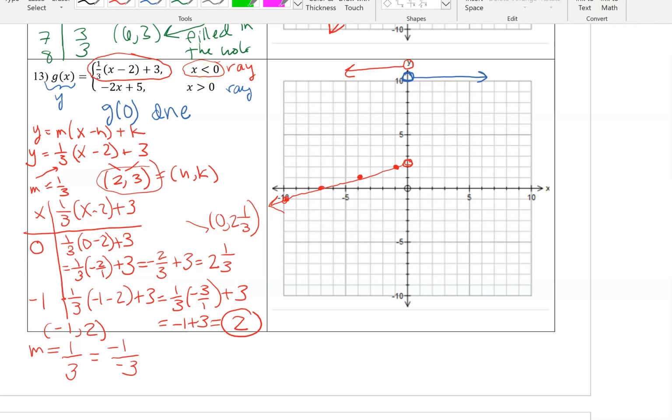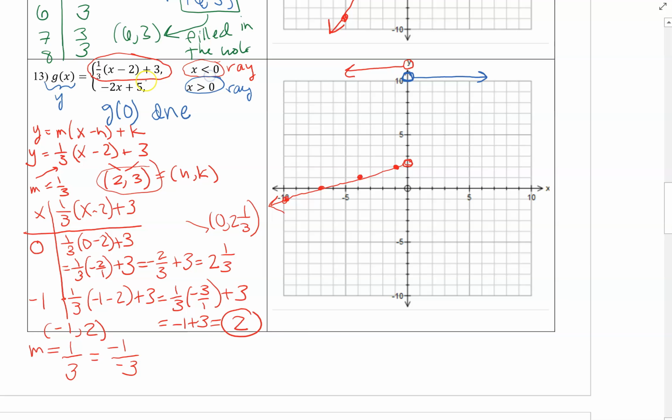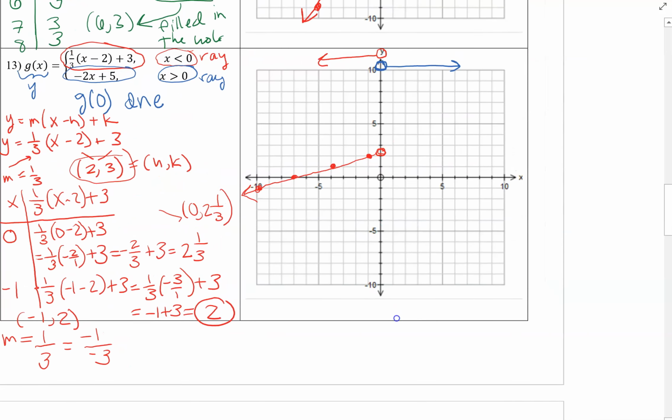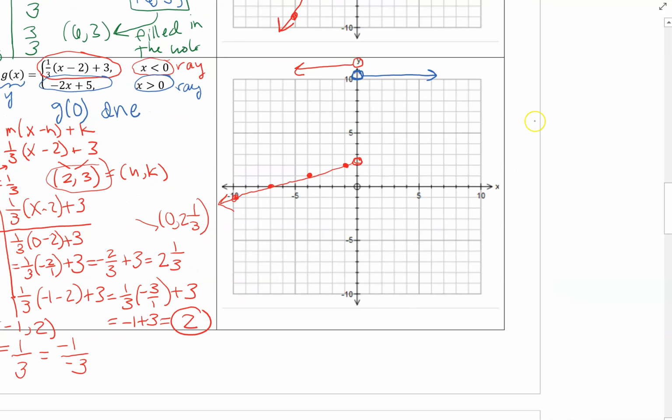For the blue piece, again, it's a ray, and I'm going to use this equation, -2x plus 5. So I'm going to fit that work in over here, actually. I'm going to make a table of values for -2x plus 5. I'm going to use my boundary point of 0 and then one other point that's greater than 0. So if I plug in 0, I get 5. So that would be the y-intercept of this line. But it's an open circle because I'm not including 0 in the second piece.